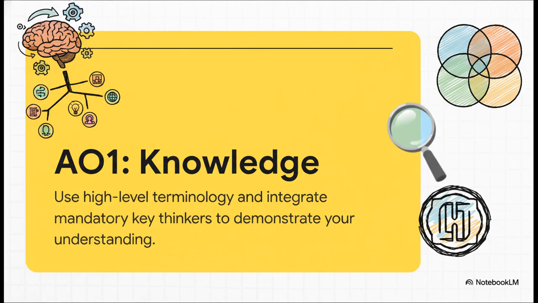All right, key number 1, AO1. This is your foundation, your bedrock. And we're not just talking about dropping a few facts here and there. This is about using precise, high-level language, words like intersectionality or civic nationalism. And this is absolutely crucial, weaving the specific ideas of your key thinkers right into the argument itself.